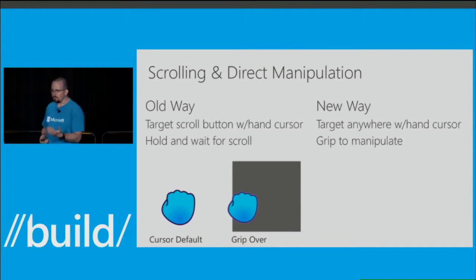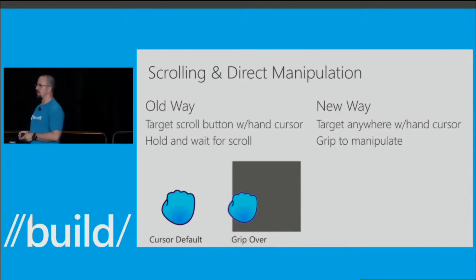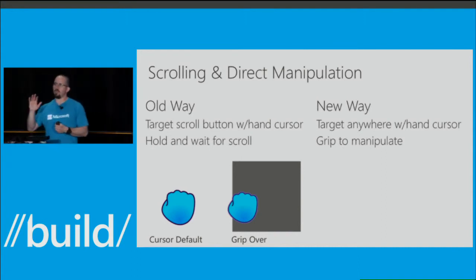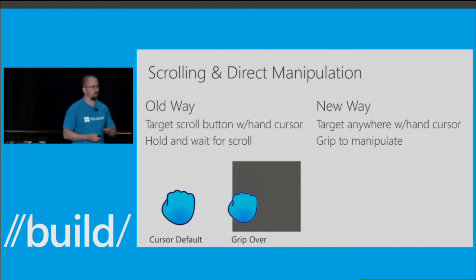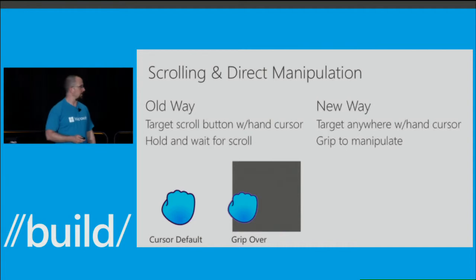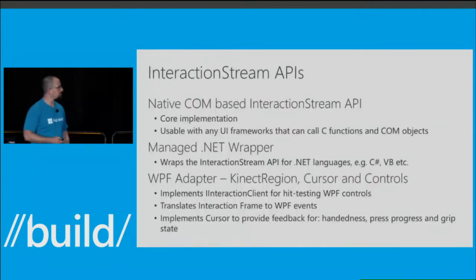So, scrolling and direct manipulation. I talked about it when I was showing the controls gallery, where you would hover over those scroll buttons. Now with the grip, you can get that direct manipulation. You just target anywhere with your hand and then grip and then manipulate the canvas. So again, just showing these cursors that we've developed.